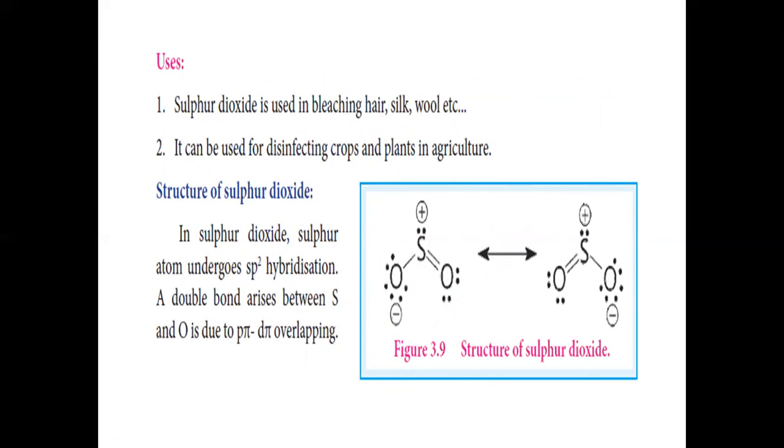Structure of sulfur dioxide. In sulfur dioxide, the sulfur is in sp2 hybridization. One S and 2 oxygen atoms are there. The double bond arises between the S and the O due to p pi and d pi overlapping.